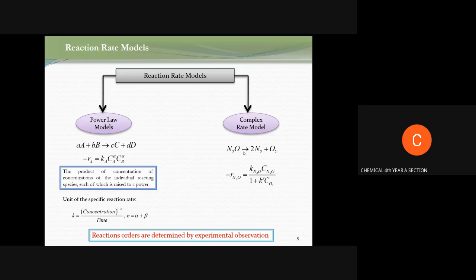Finally, we are going to discuss the specific reaction rate, which is k. k is nothing but how the feed molecules are converted into product molecules according to the given operating time. The unit has power 1 minus n, where n is the order of the reaction. The order is alpha plus beta, which are the basic terms that come from the power law model constants. Reaction rates are determined by experimental observations only. We can use this in designs and kinetic processes.